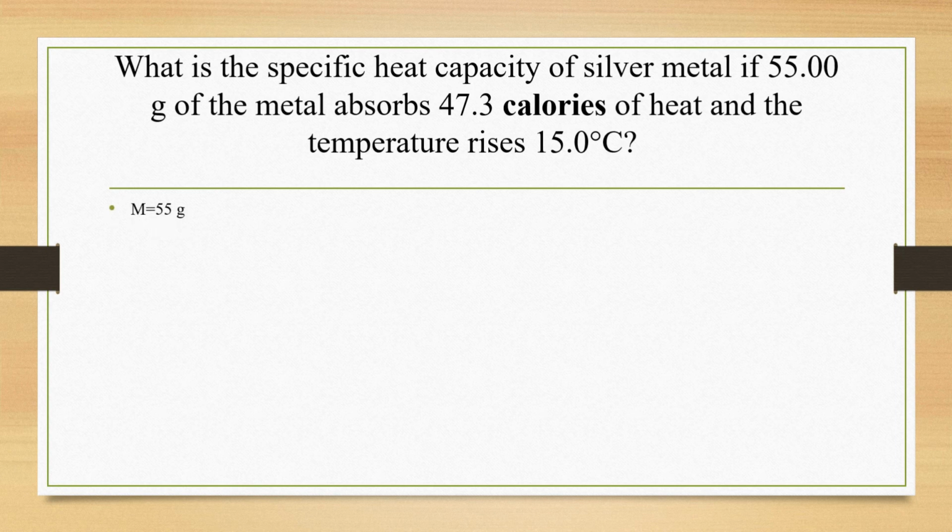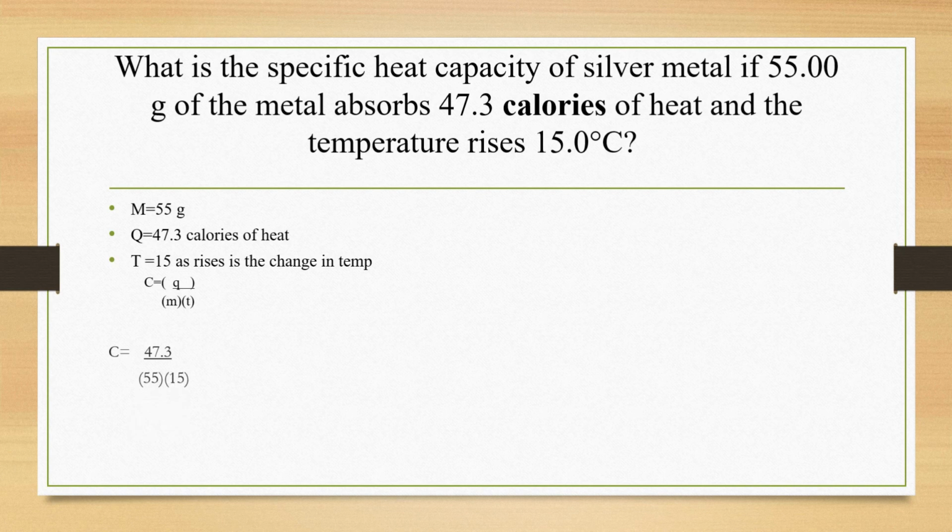Mass is 55 grams. Q equals 47.3 calories of heat instead of using joules. Temperature rises 15, which is the change in temperature. So when it says the temperature rises 15 degrees, that's the change in temperature. The specific heat equals the heat energy, Q, divided by the mass times the change in temperature. So C equals 47.3 over 55 times 15, or C equals 0.57.